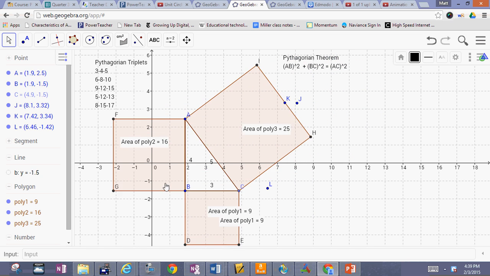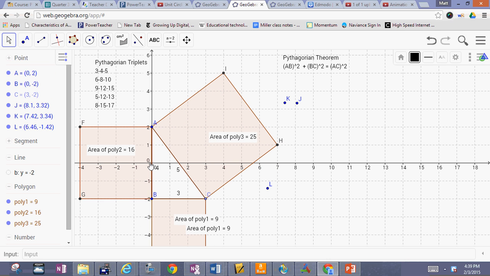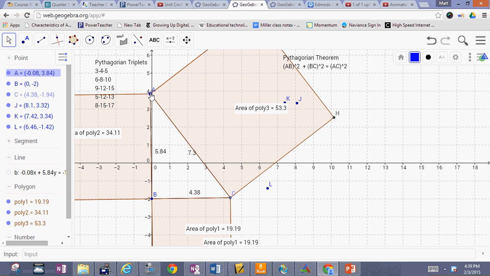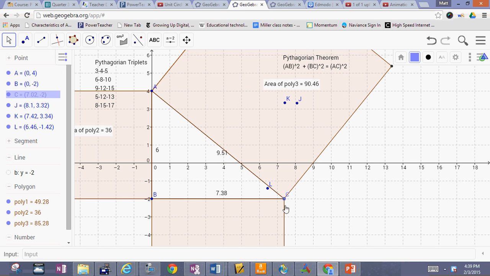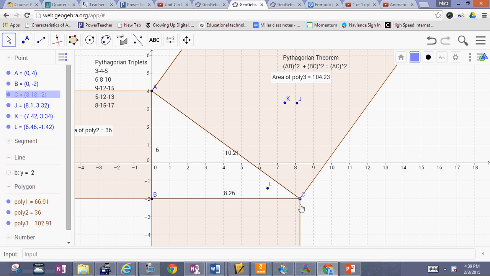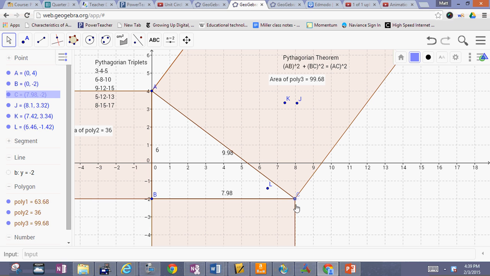So I'm just going to drag these to a little bit more convenient location. This side is 4, but I'm going to stretch it out to 6. This side I'm going to stretch out to 8. And sure enough, my hypotenuse is going to be 10. Okay, because 6 squared, 36, plus 8 squared, 64, is equal to 10 squared, 100. There we go. So that's one triplet.